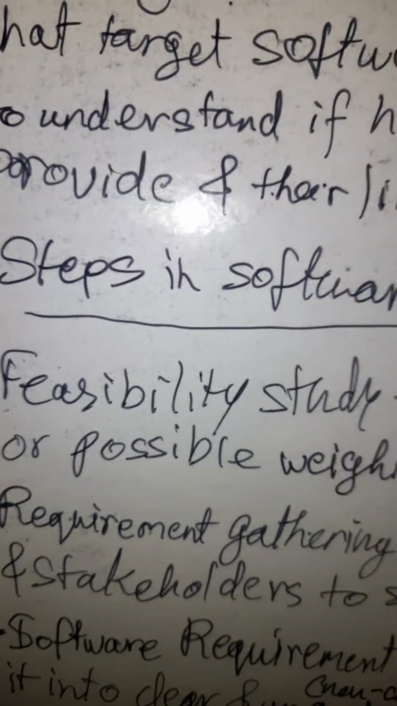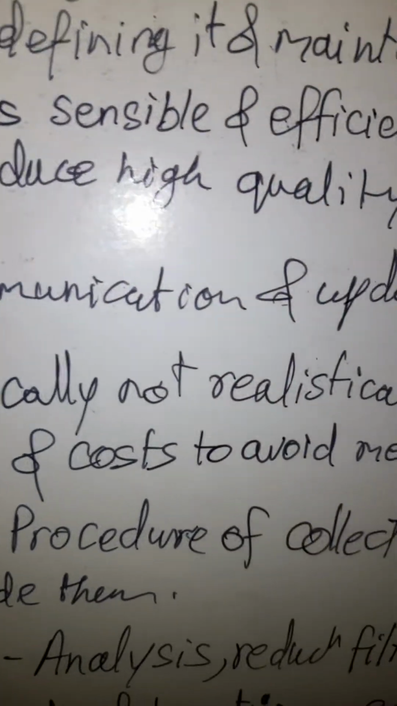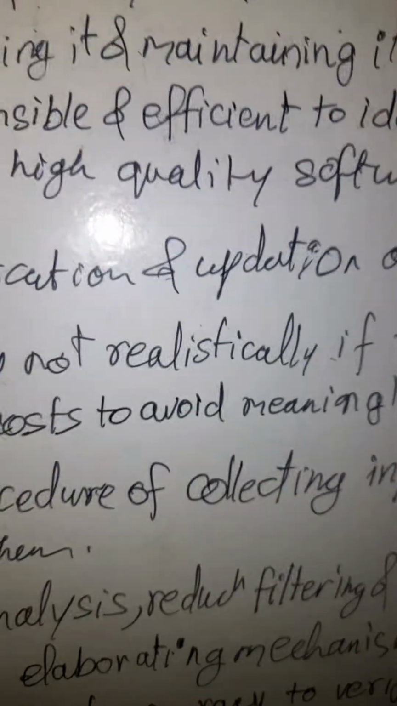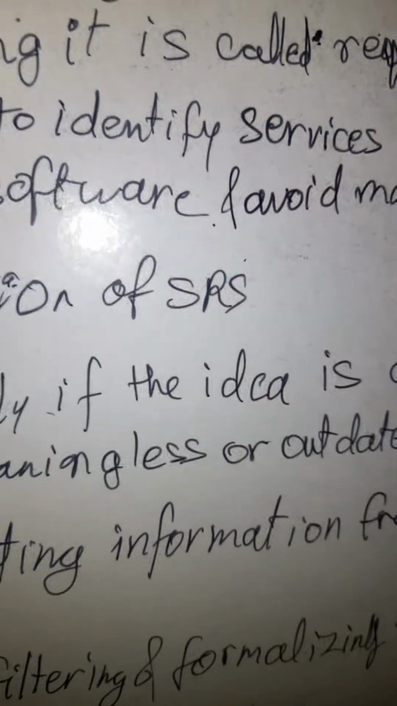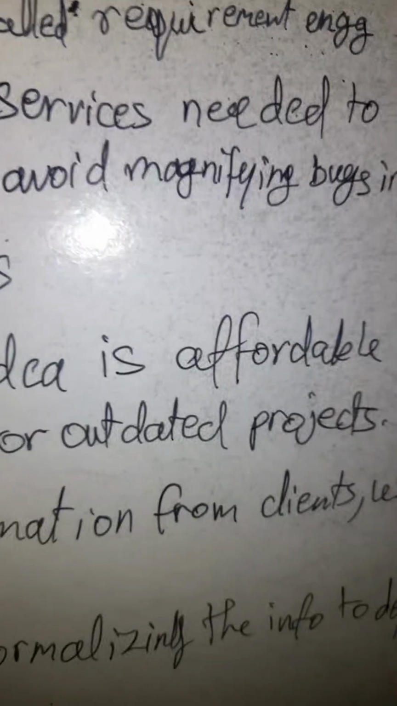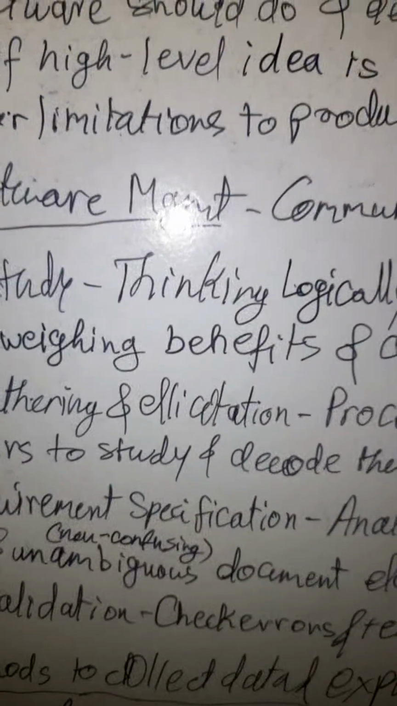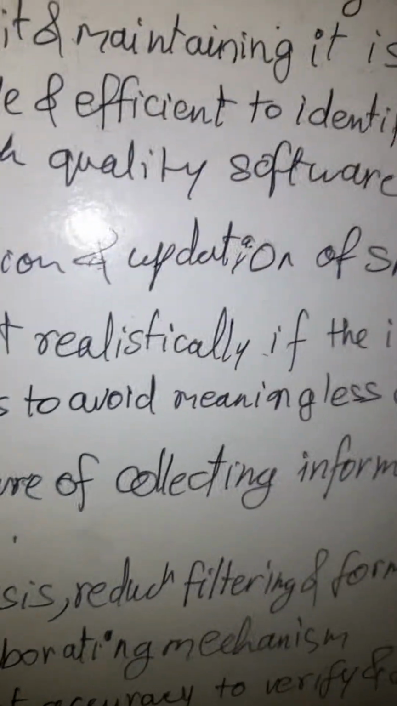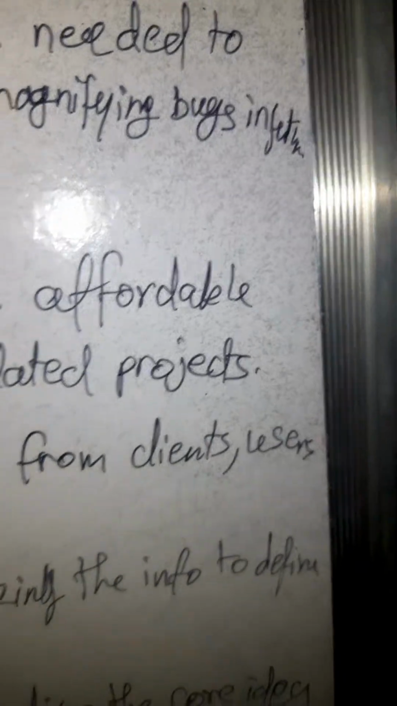Okay, to understand if the overall or high level idea is sensible, does it make sense, and is it efficient, uses up less resources but gives us a better product. To identify services, what services or extra services or maintenance is needed that you have to provide later, and their benefits or losses, their issues, errors, so that you can resolve them and produce high quality software and avoid magnifying those bugs later on in the future.